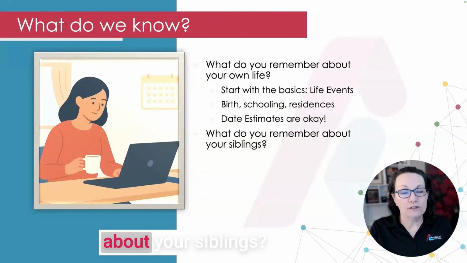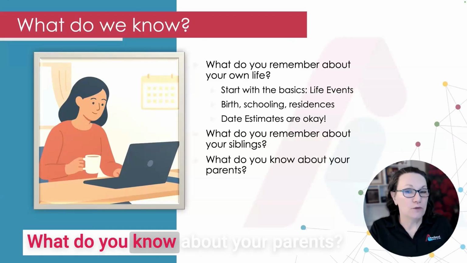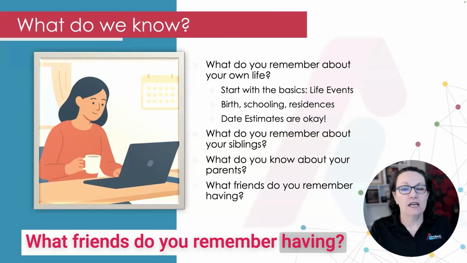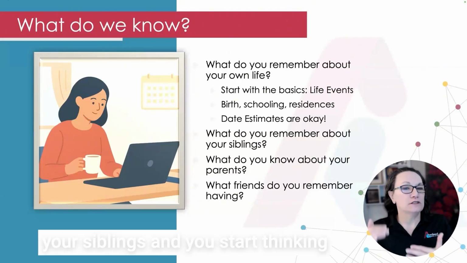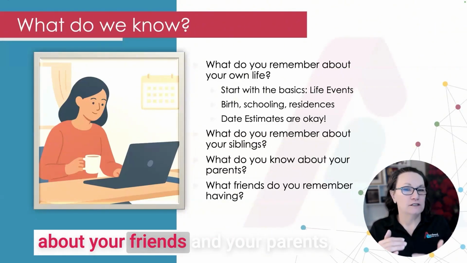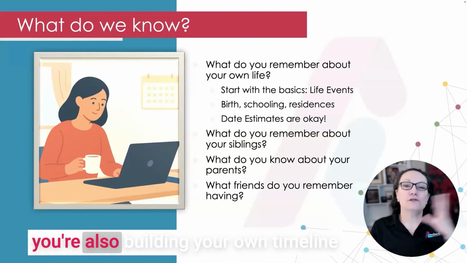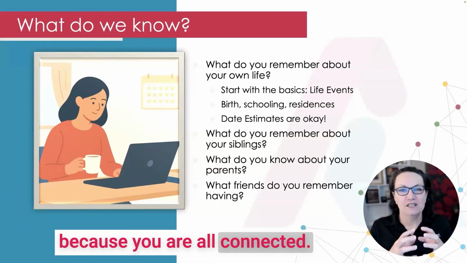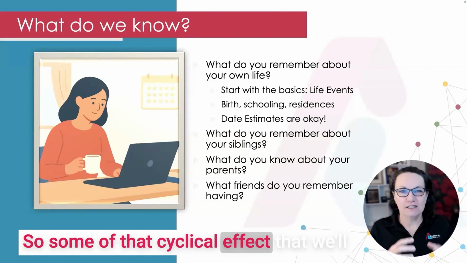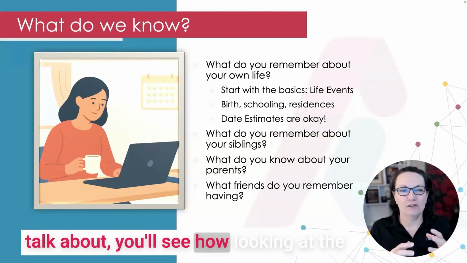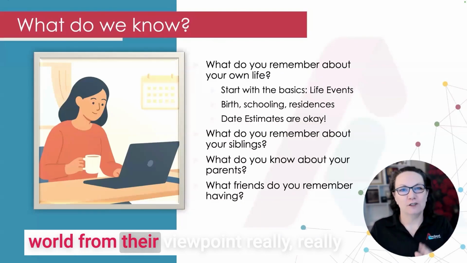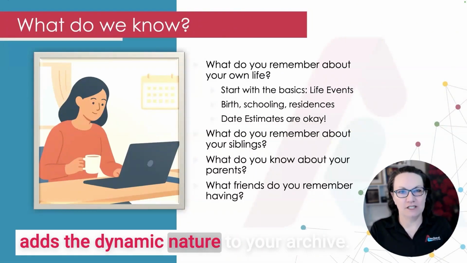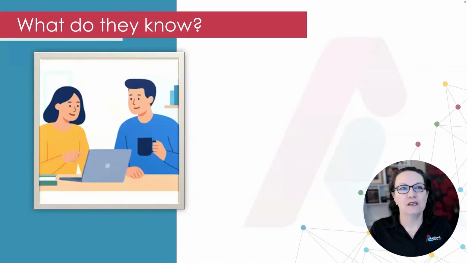What do you remember about your siblings? What do you know about your parents? What friends do you remember having? So when you start thinking about your siblings, your friends and your parents, you're also building your own timeline because you're all connected. So some of that cyclical effect that we'll talk about, you'll see how looking at the world from their viewpoint really adds the dynamic nature to your archive.